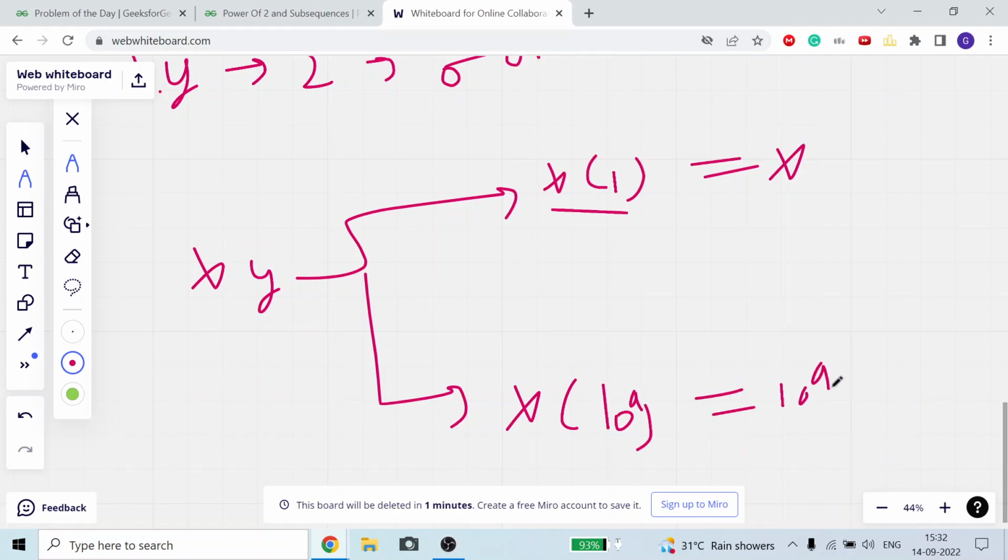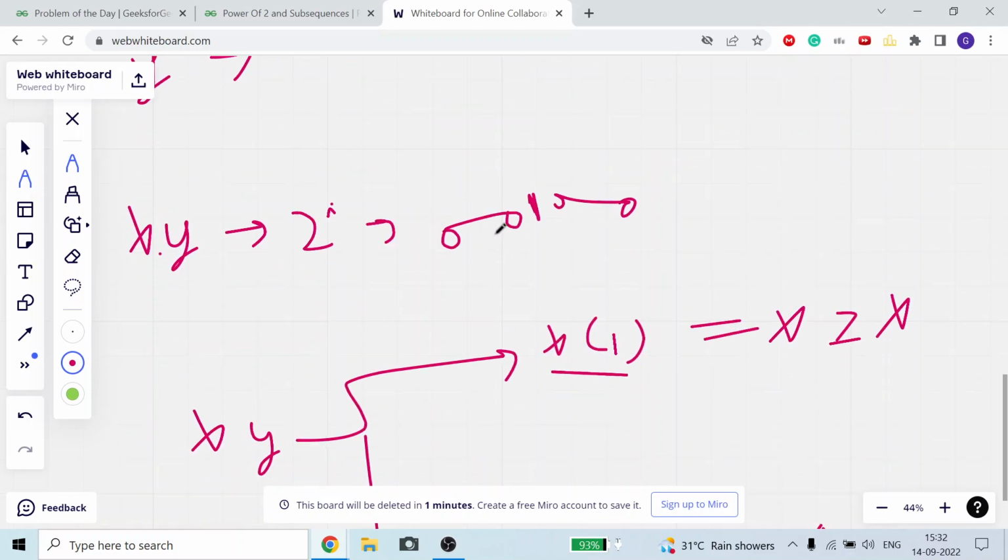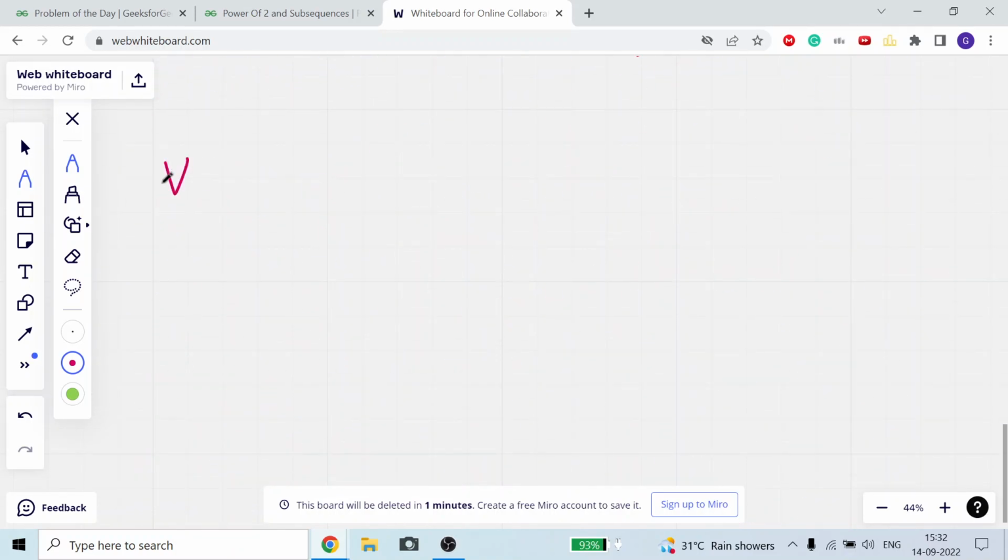Okay, so we can see if we are multiplying some number with x, then it should be greater than or equal to x. Okay guys, so now we can say this number will increase. And now we want to make xy some power of 2.